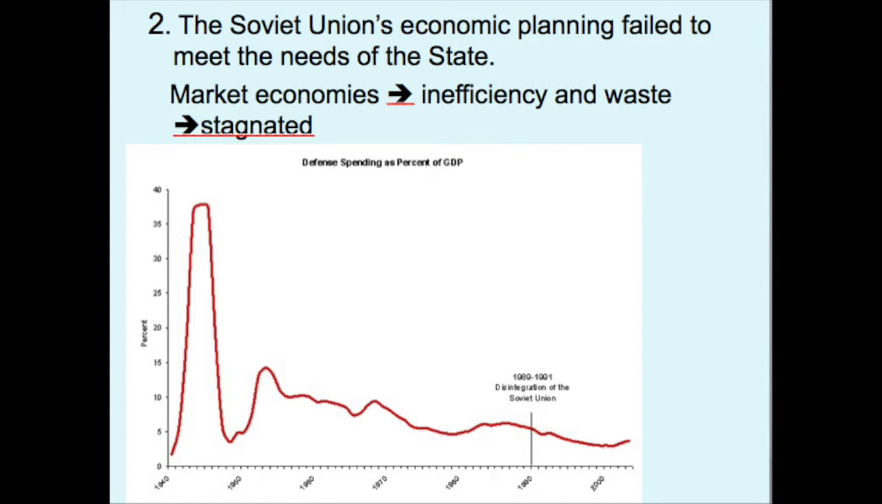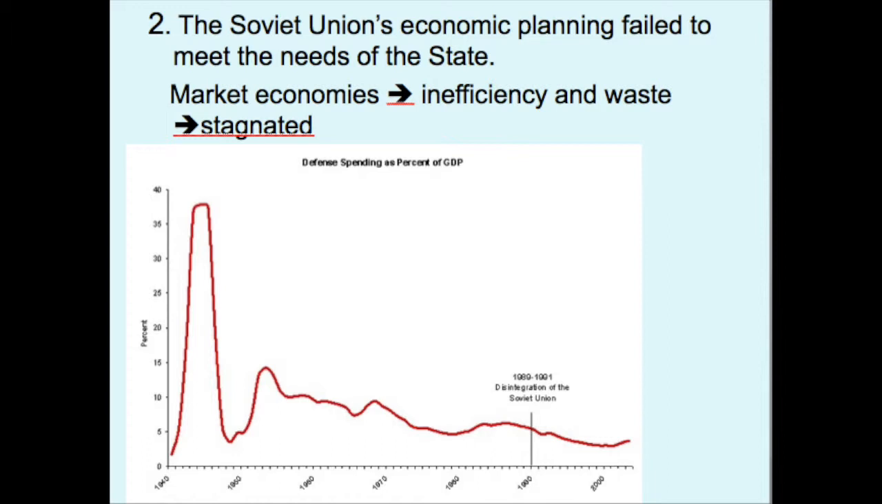Second, the Soviet Union's economic planning failed to meet the needs of the state, which led to economic stagnation and the acceleration of the collapse of the Soviet Union. As a communist country, the Soviet Union had a command economy in which the government makes economic decisions instead of the producers and consumers. Central economic planning led to inefficiency and waste. Government planners in Moscow, however, knew little about local needs, so consumers' needs often were not met.